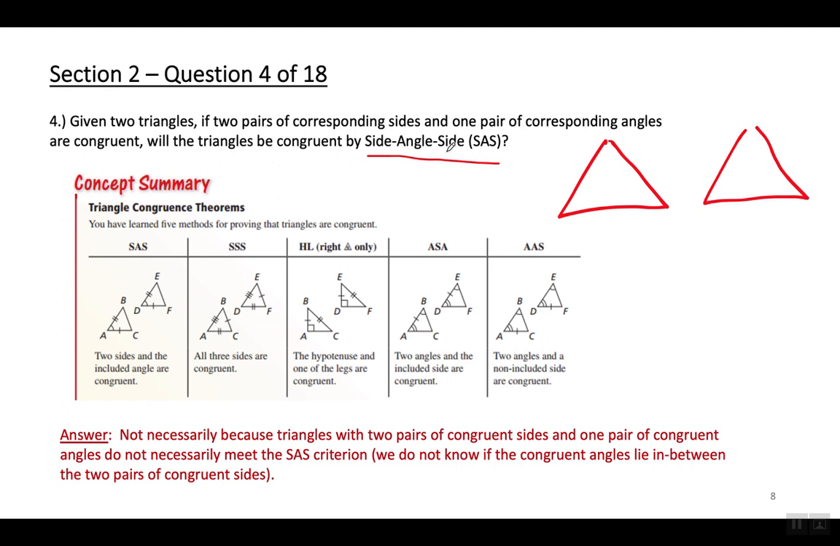Okay, the answer is not necessarily, because just because they have the 2 sides and the 1 angle doesn't mean it's side angle side, because look over here. In order to be side angle side, it has to be the angle that's in between the 2 sides. Like if you look at the picture, it's this side, the angle in the middle, and then the other side. This side, the angle in the middle, and then the other side. However, we don't have enough information to say that it's this one.